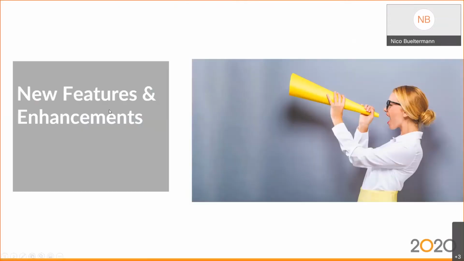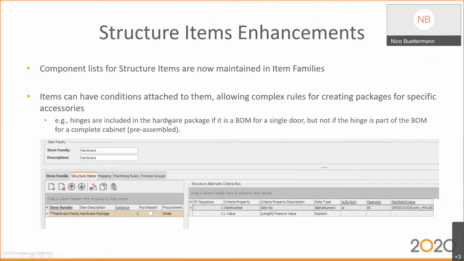And then let's jump into the next topic, which is related to BOM setup, in particular to structure items. In general, structure items allow you to set up rules and conditions to build specific packages or kits of hardware or even manufacturing items within a bill of material. And all items belonging into the package will be reparented to the structure item BOM node.